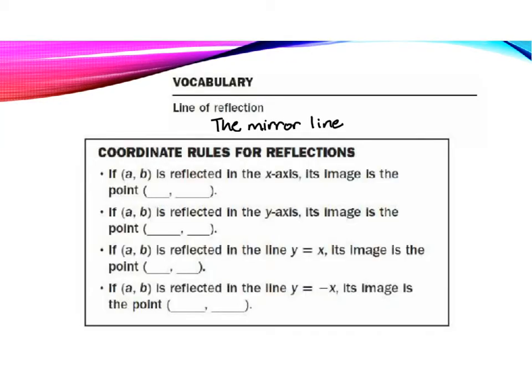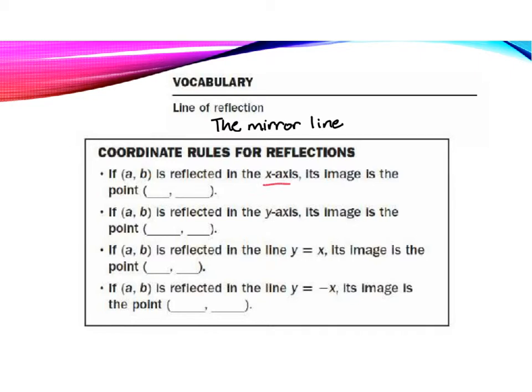Okay, so here are the coordinate rules for reflections. So we moved on to reflections, and a reflection is another transformation that uses a line as its mirror. So you're going to be reflecting things across different mirroring lines or different lines of reflection. So here are some coordinate rules. We're going to be using these 4 things to reflect across.